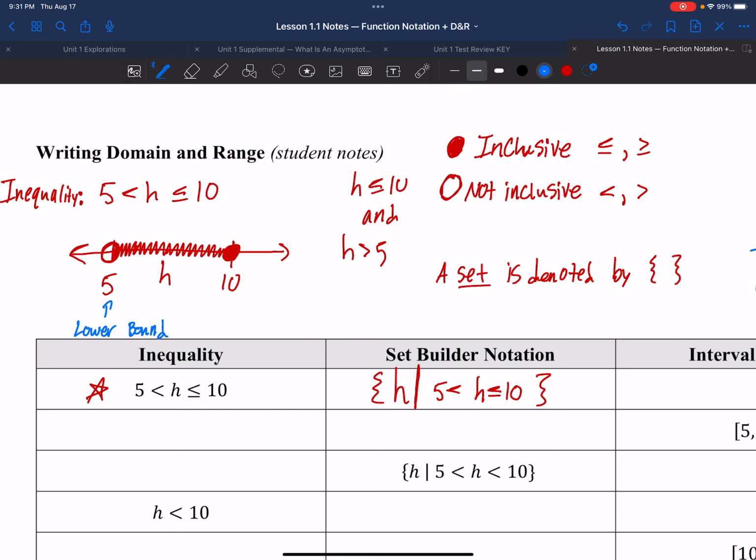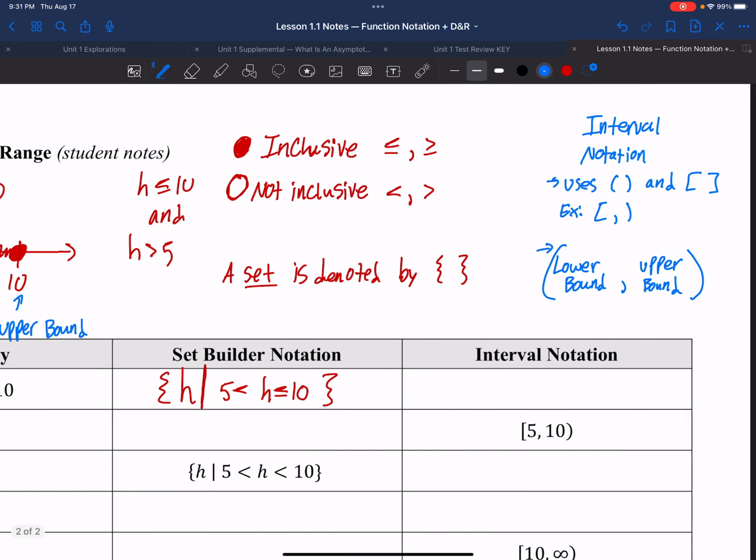It's a boundary. When we say bound, it's a boundary point, right? H does not go past 5. It doesn't actually even hit 5. But 5 is the lower bound because that's where it's approaching. It's near 5, but it doesn't go past it. 10 is called the upper bound. So the upper bound. All right?